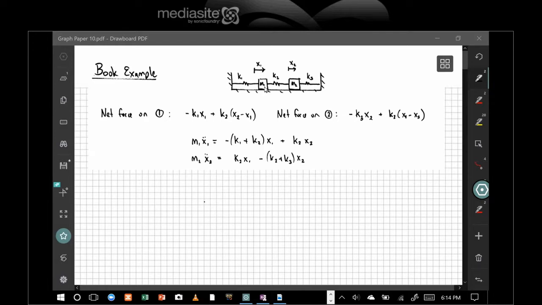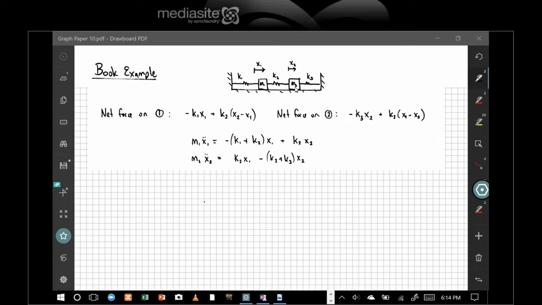What I have is two masses on a frictionless surface. There are three springs connecting the two masses. I'm going to call a generalized coordinate x1 the position of mass m1 with respect to its equilibrium position. x2 is the position of mass m2 with respect to its equilibrium position. And there are three springs, k1, k2, k3.